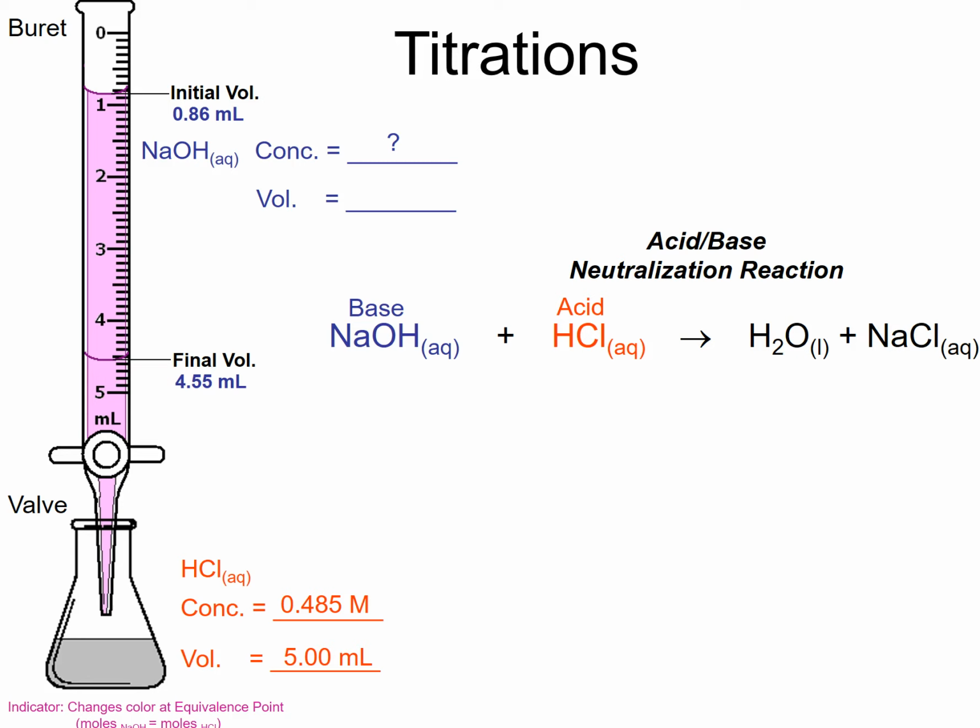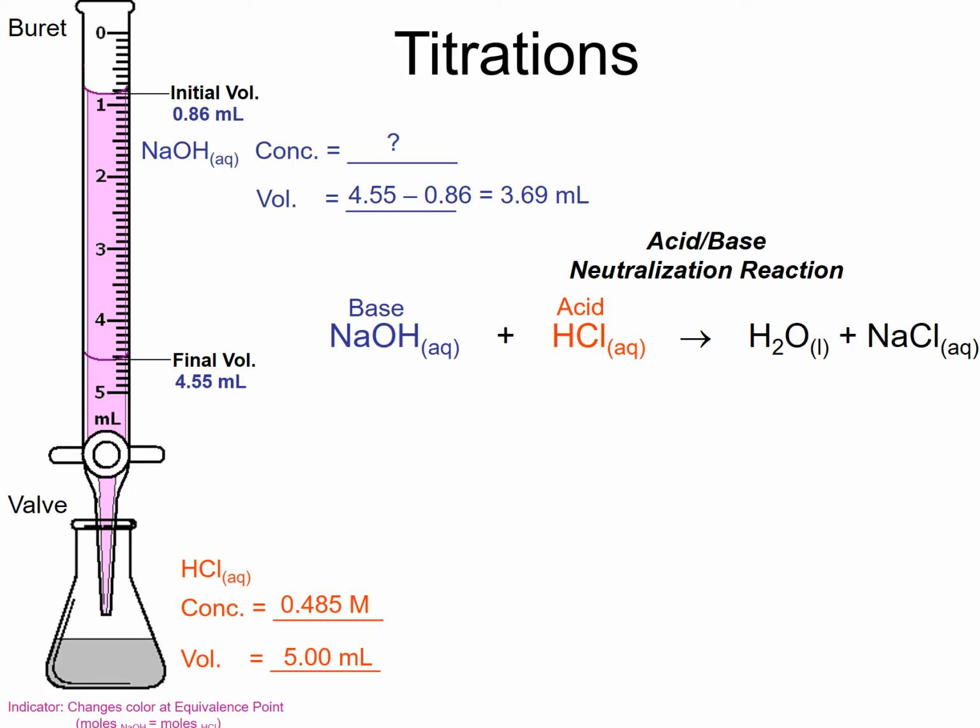What we'd like to know also is how much sodium hydroxide has actually been added. So we subtract these values, 4.55 minus 0.86, and the difference between them is 3.69 milliliters. That's the amount, or the volume, of sodium hydroxide that's been added during the titration experiment. Well, good. We've got a lot of information here. We know the concentration and volume of hydrochloric acid, and now we know the volume of sodium hydroxide. We've got 3 of 4 unknowns covered. What's left to us is to work through the arithmetic and determine the concentration of sodium hydroxide.